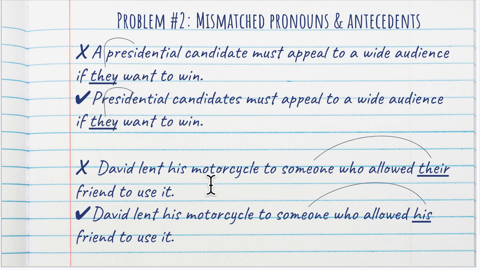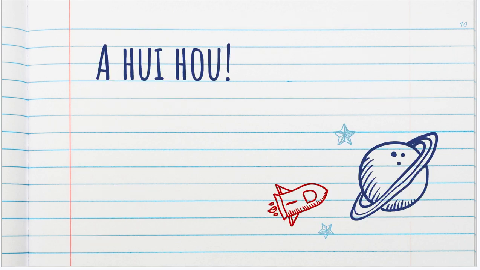Perfect. Another one: "David lent his motorcycle to someone who allowed their friend to use it." The pronoun is "their," and the antecedent is "someone," which is singular. So again, it's mismatched. Maybe we didn't really know whether it was a he or a she. We need to find out, and we need to say "his friend to use it." And if we're really not sure, we need to say "his or her." That's it. Good luck.